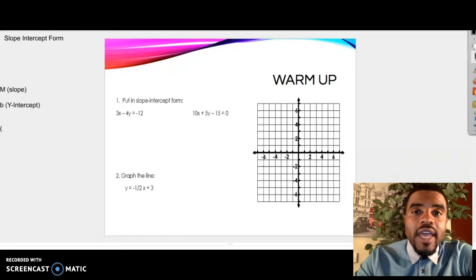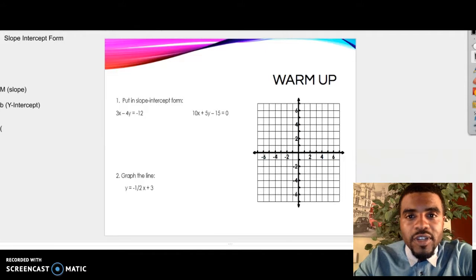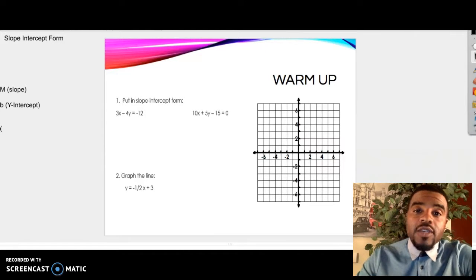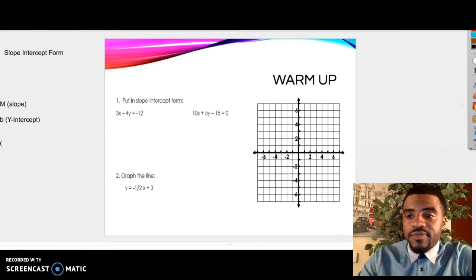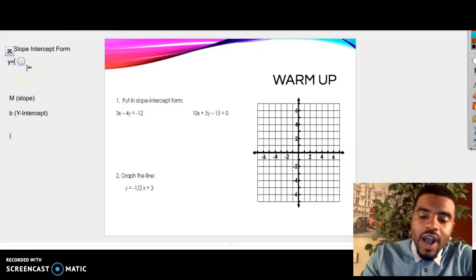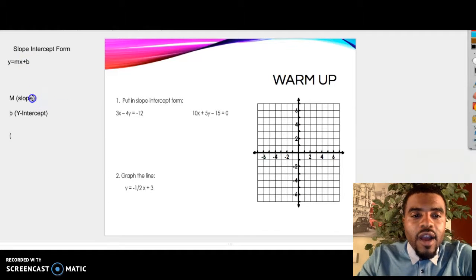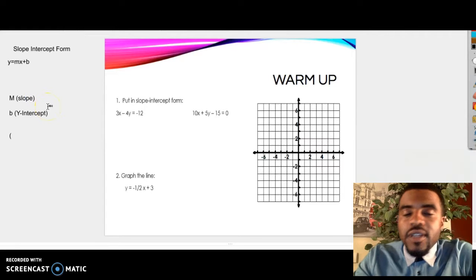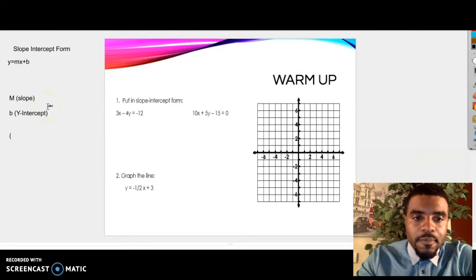But before we do that, we want to refresh ourselves on some of the standards and skills that you learned previous to this. As you can see, we're going to put these two equations in slope-intercept form. Now let me remind you what slope-intercept form is. Slope-intercept form gives y equals mx plus b, where our m is the slope and our b is the y-intercept.